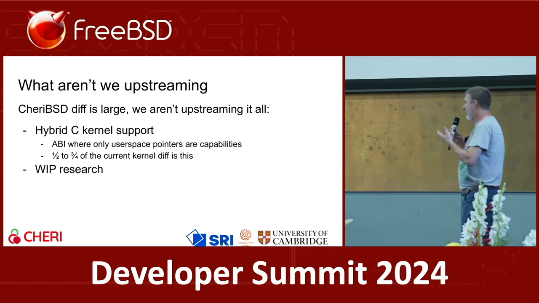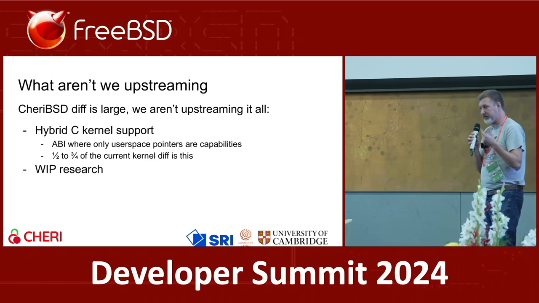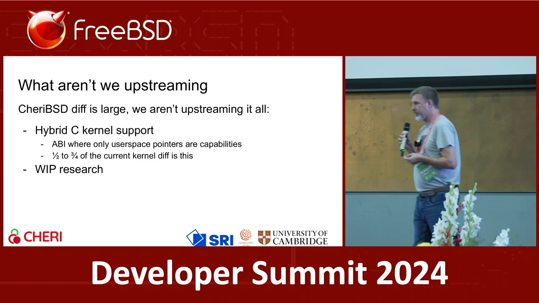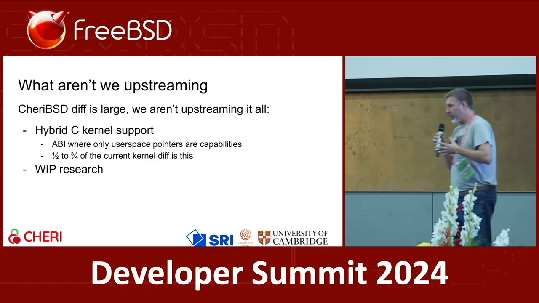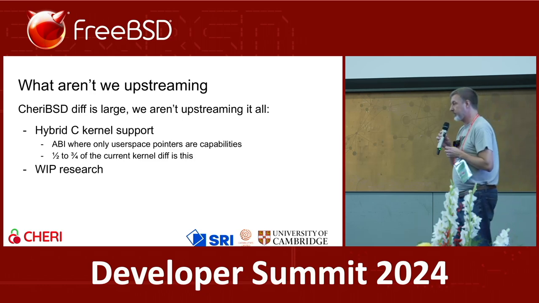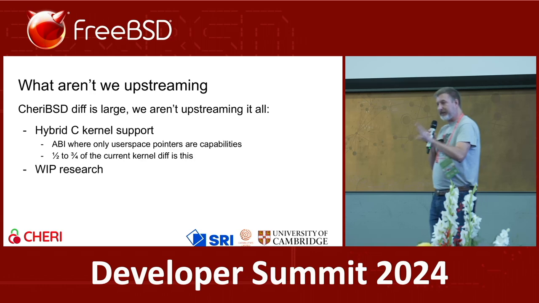In fact, our rough estimate is somewhere between 1/2 and 3/4 of all the patches we have in the kernel are to support this alternate kind of ABI for the kernel where it's a mix. For upstreaming just a pure capability kernel, we won't need any of that, and then it will be a lot more straightforward. So a lot of things you might see in the diff are not going to come upstream. So don't look straight at the diff and get scared.